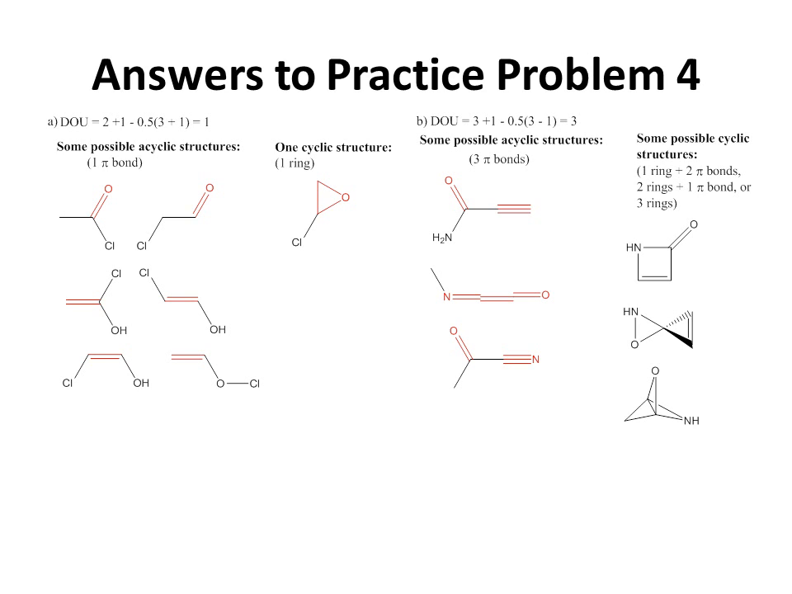Now, some possible cyclic structures. I've decided to give you an example of the case of 1 ring and 2 pi bonds, 2 rings and 1 pi bond, and 3 rings. So in the top case, we have 1 ring, a 4-sided ring, with 2 pi bonds, carbon-carbon double bond and carbon-oxygen double bond. In the middle case, we have 2 rings.